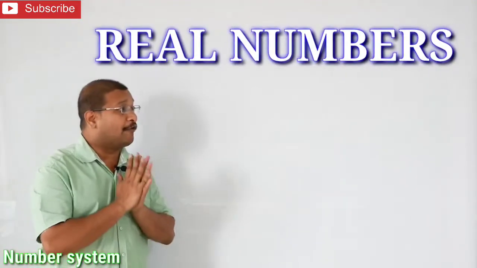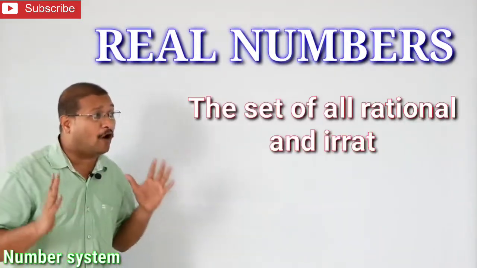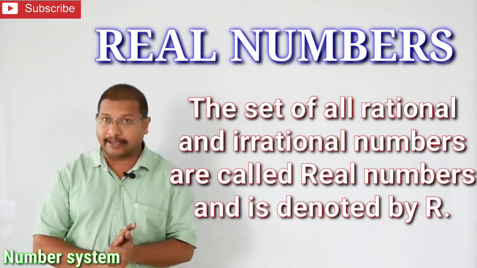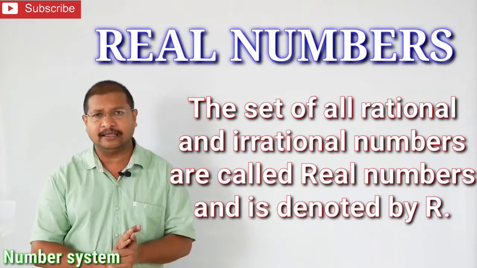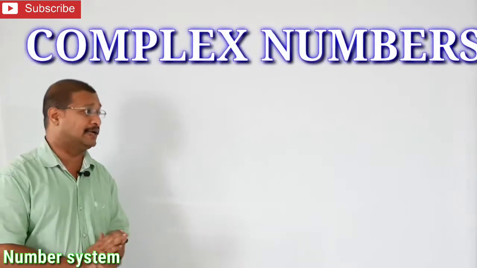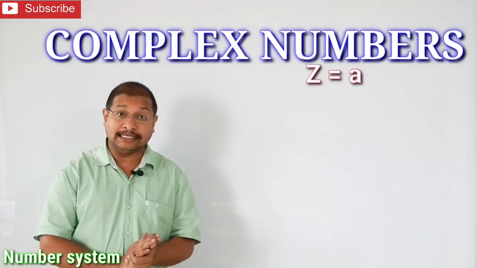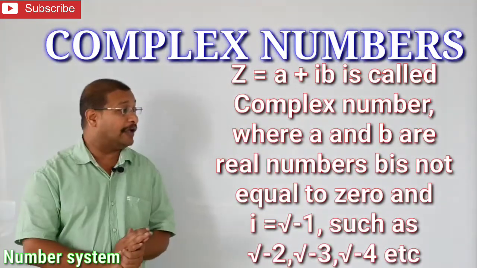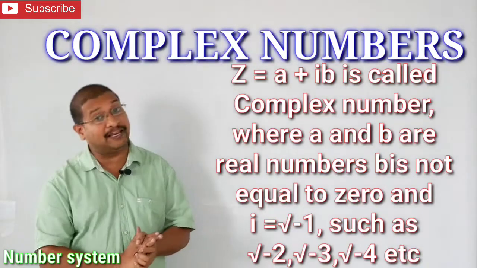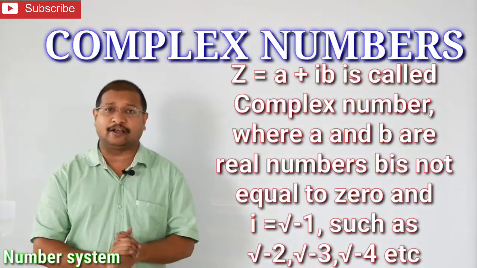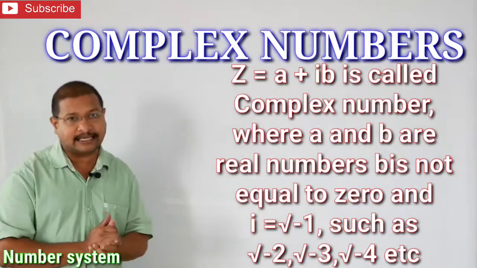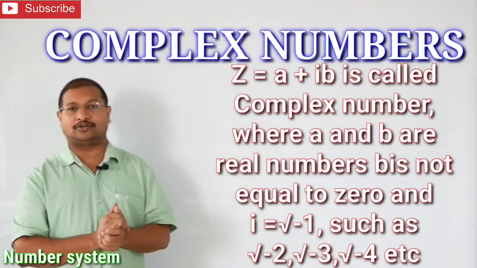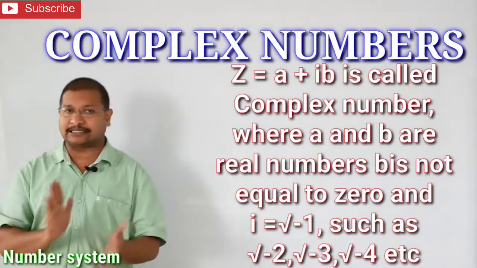The next one is real numbers. The set of all rational and irrational numbers is called real numbers and is denoted by capital letter R. Next one is complex numbers. z equals a plus ib is called a complex number, where a and b are real numbers, b is not equal to 0, and i equals root minus 1. Examples: root minus 2, root minus 3, etc. Ready? These are the complex numbers.